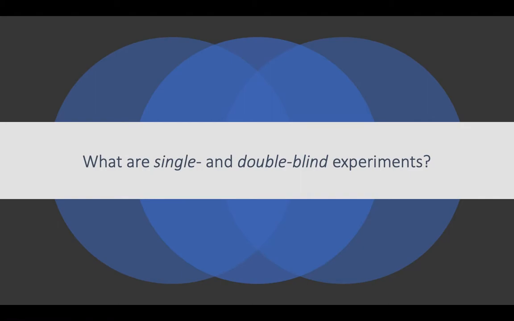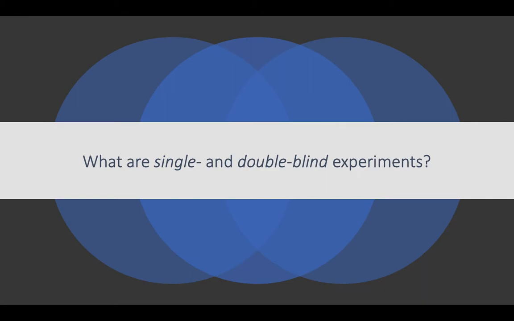So what are single and double-blind experiments? A single-blind experiment is an experimental procedure in which either the participants or the researcher are blind to the manipulation being made. Double-blind experiments are experimental procedures in which neither the participants nor the experimenter knows the condition in which the participant has been assigned. Both parties are blind to the manipulation. We aim to conduct double-blind experiments as best we can.